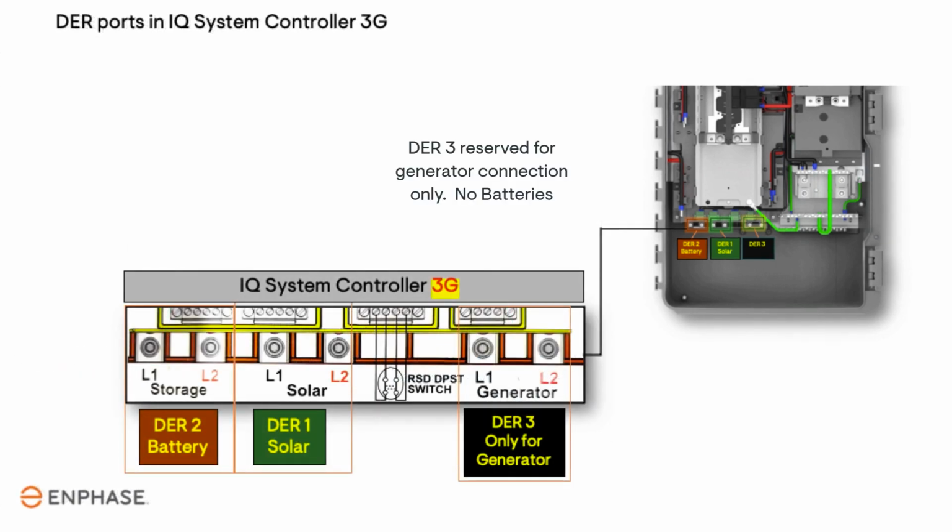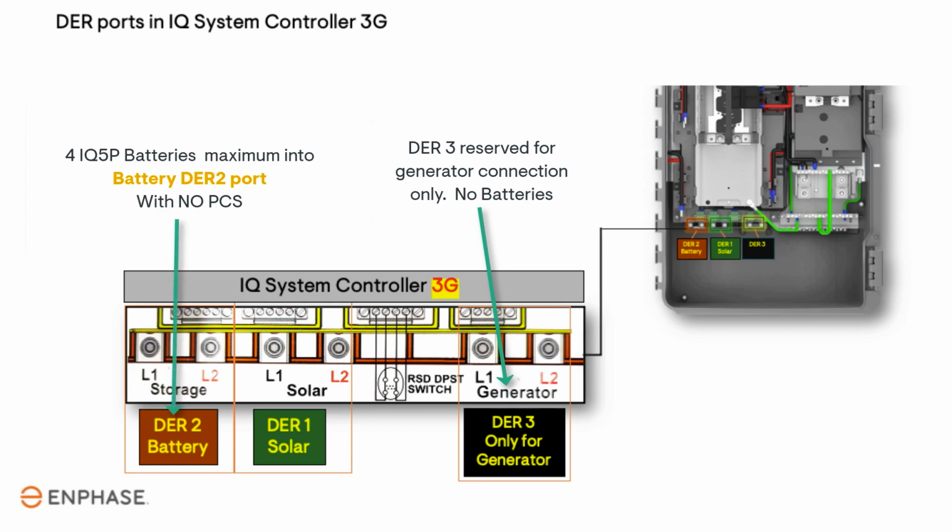If you're installing a System Controller 3G, the third DER port is dedicated for the connection of a generator, so batteries can only be connected in the one storage DER port. For a System Controller 3G without PCS, this means it can be wired with a maximum of 4 batteries, but up to 8 batteries with PCS software.